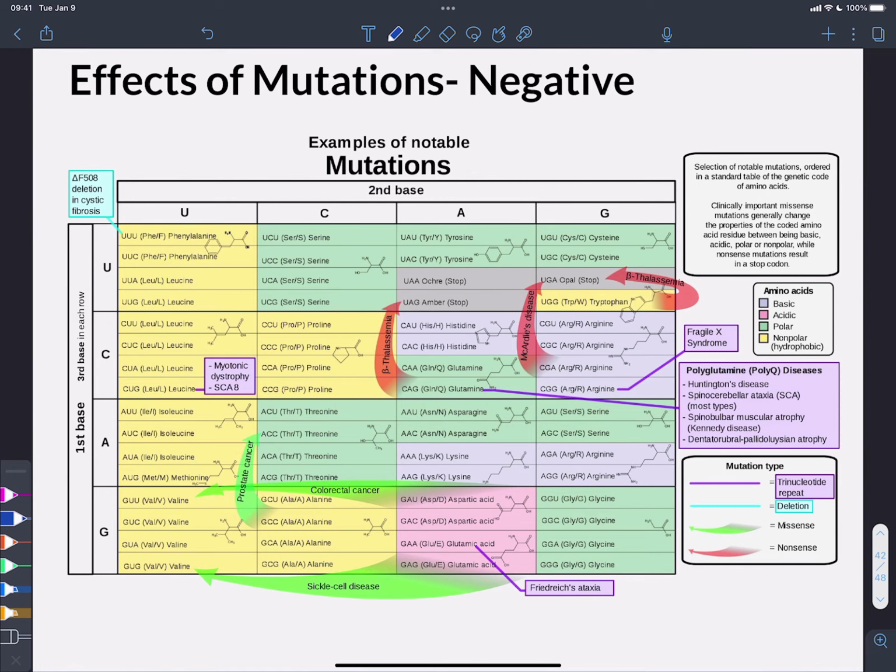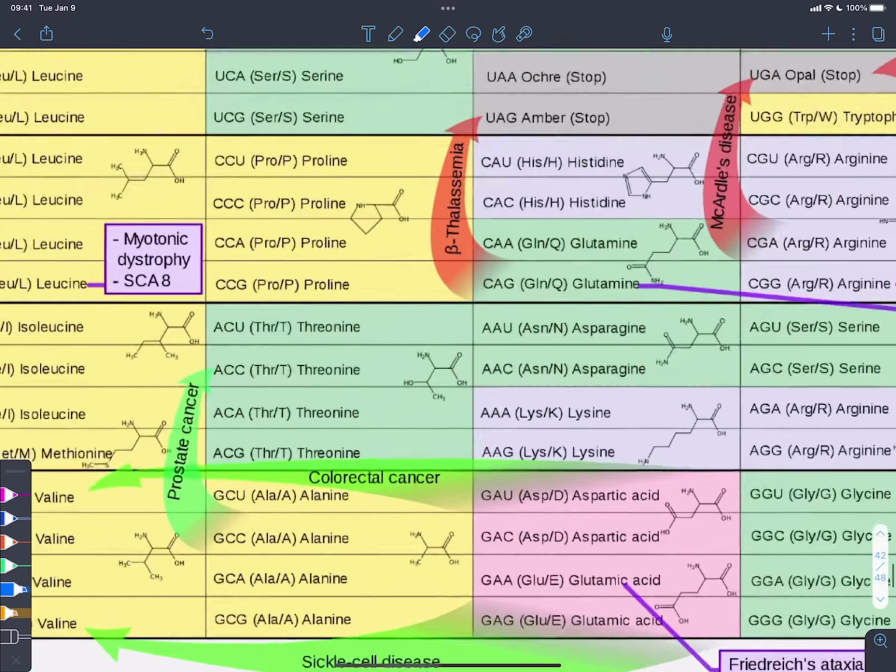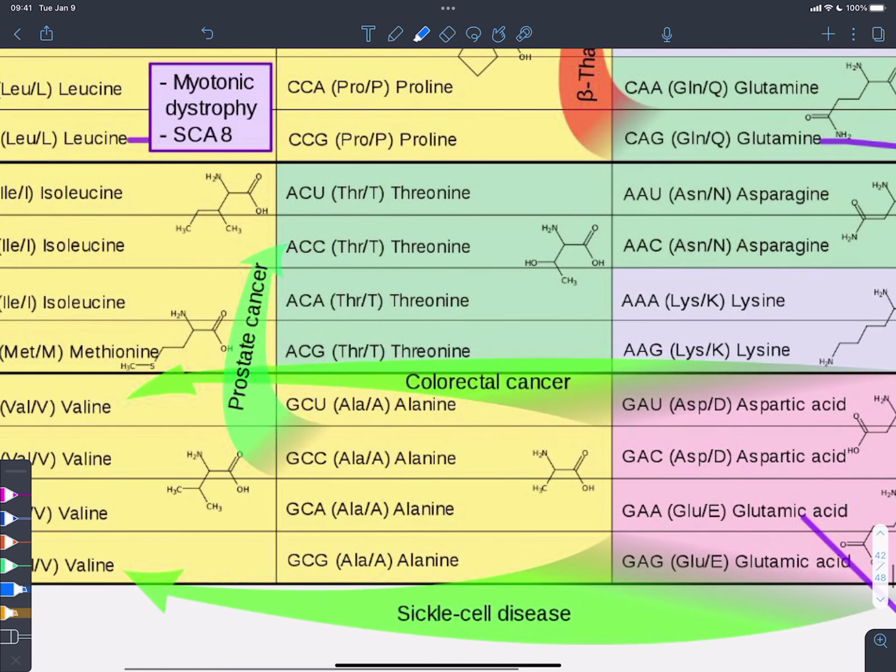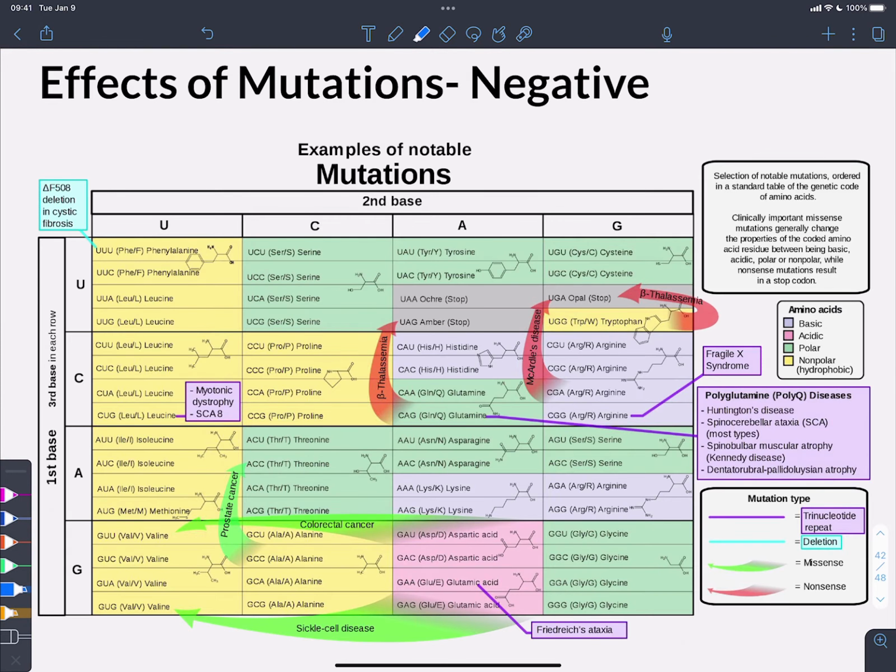This chart shows some of the major mutations that are involved in a variety of disease conditions. For instance, we can see that in sickle cell disease, we're changing a glutamic acid codon to a valine, or in prostate cancer, we're changing alanine to a threonine. In most of these cases, you can see that the changes are changing an amino acid with one particular kind of chemistry into an amino acid with a different kind of chemistry. This is going to have a big impact on the structure of the protein that's produced and on the function of that protein in the cell.